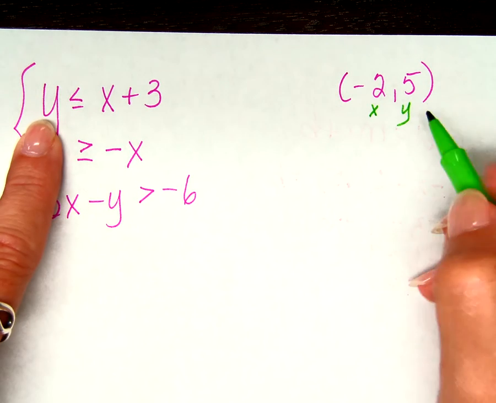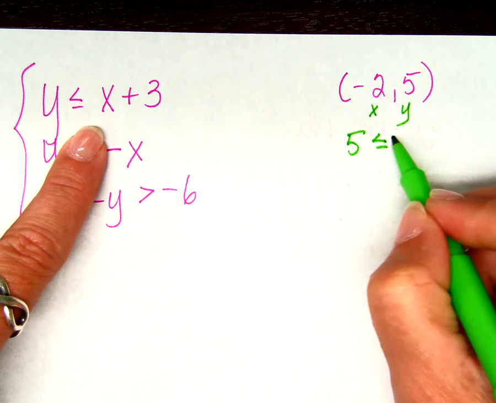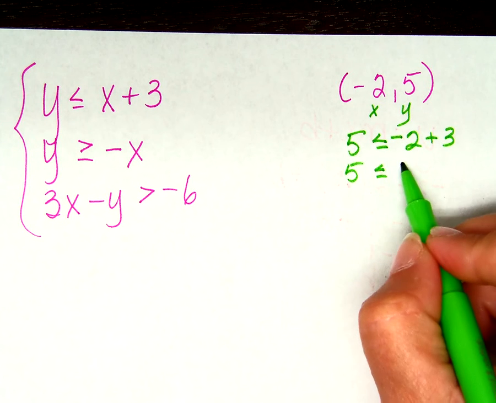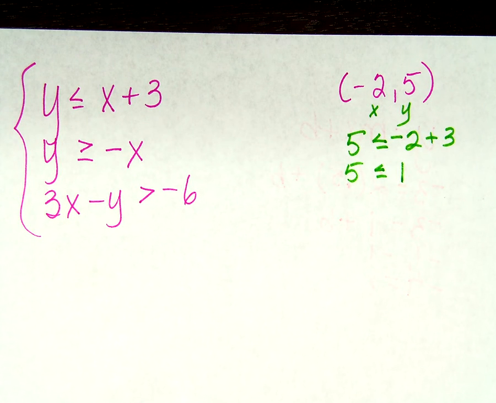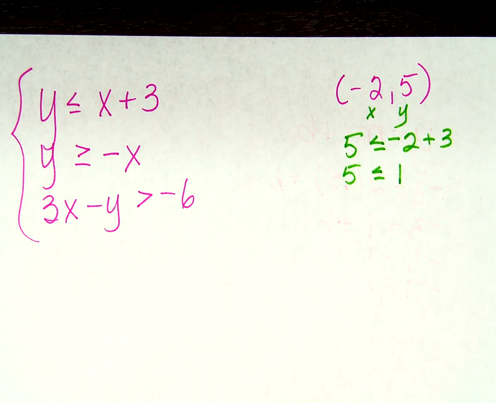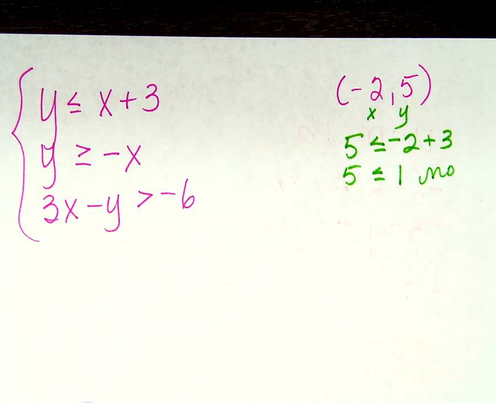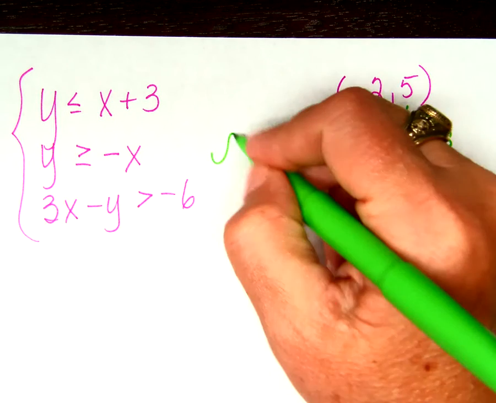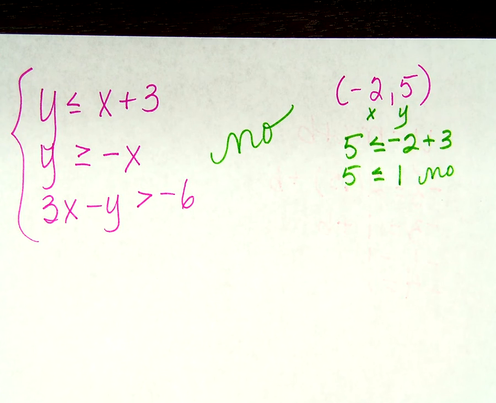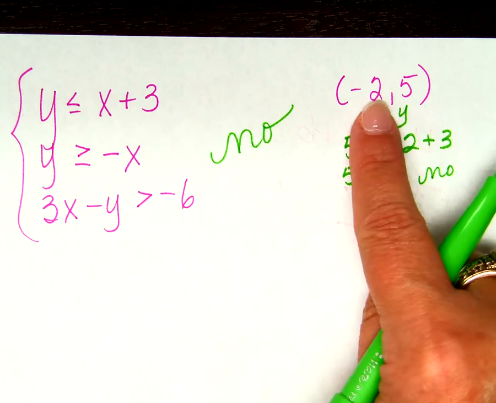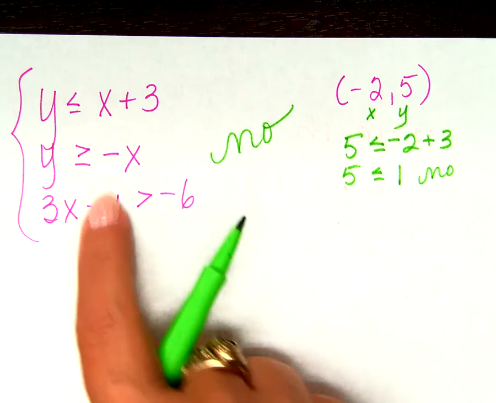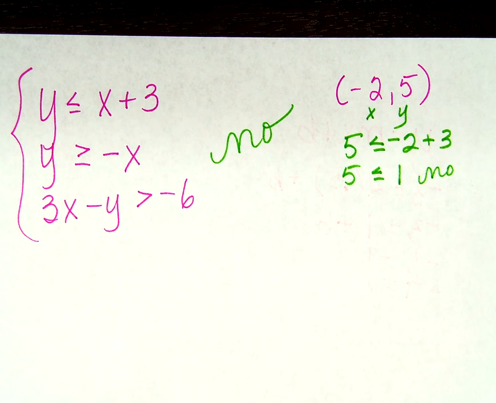Okay, let's try this one. 5 is less than or equal to negative 2 plus 3. 5 is less than or equal to 1? That is not true. That's a no. So do I even have to plug it into this one and this one? If I already know it's not true for this one, then the answer is just no, because the question is, is this a solution to this system? No. Here's my work, right? This is my work proving that I know that the answer is no. Does that make sense? Okay.